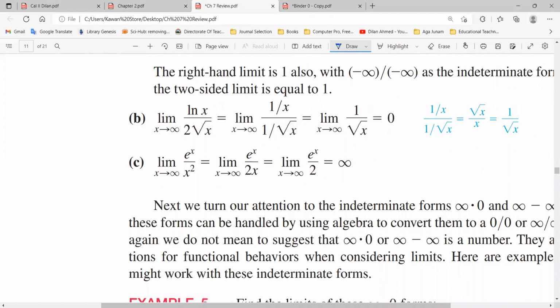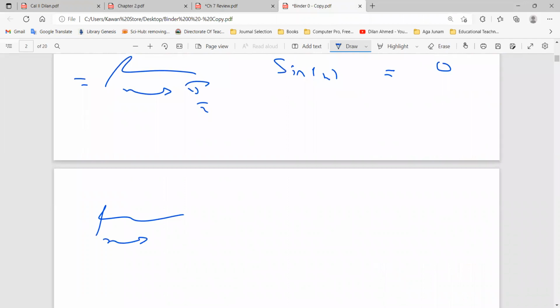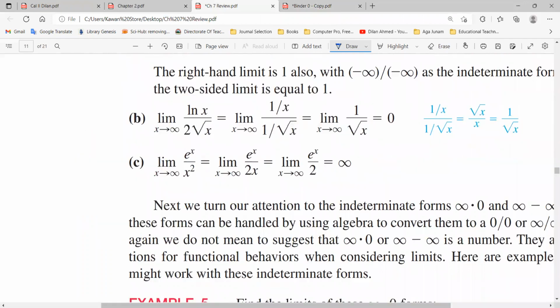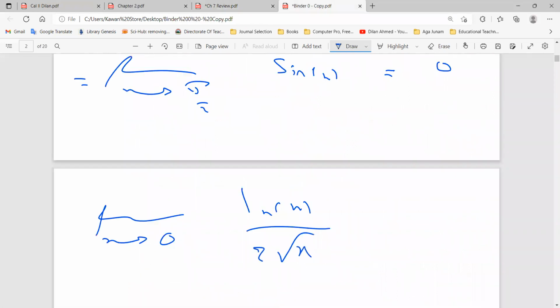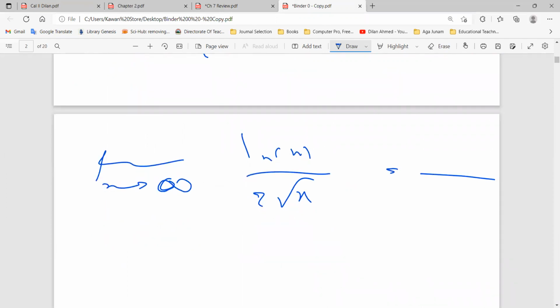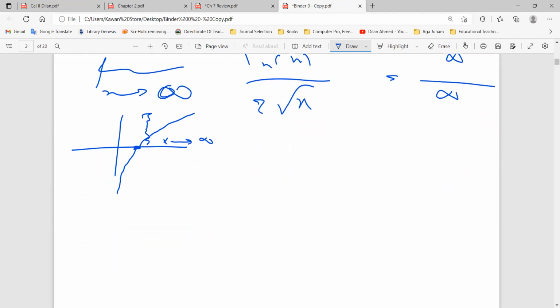Another example: the limit of ln of x over the square root of x, as x approaches infinity. First, substitute directly. You'll get what? Here's the graph of ln. Do not forget about that graph, we need it many times. When x is going to infinity, along the y-axis, it increases, right? So I'll get infinity, and you know the square root of x is infinity again. Clear? Good. Now, the derivative.